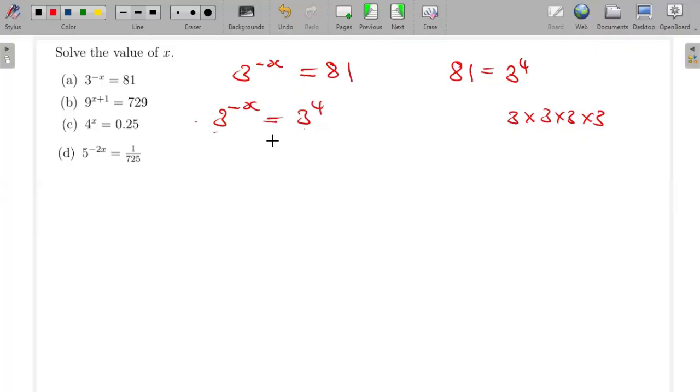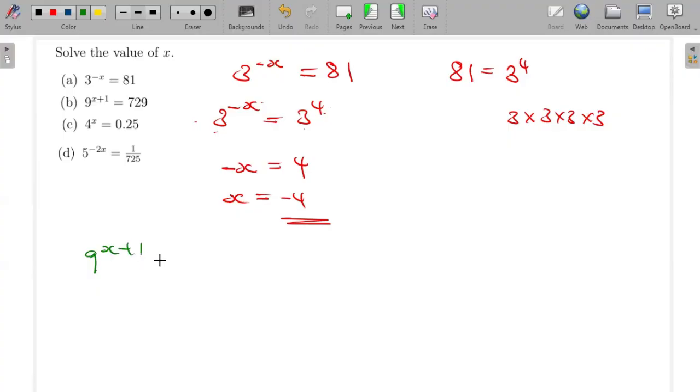And since they have the same base now, I can just equate their exponents. So I'll get negative x is going to be equal to 4. So therefore x, I divide by negative 1 both sides, I get negative 4. So my x is just equal to negative 4. Okay, let's move on.